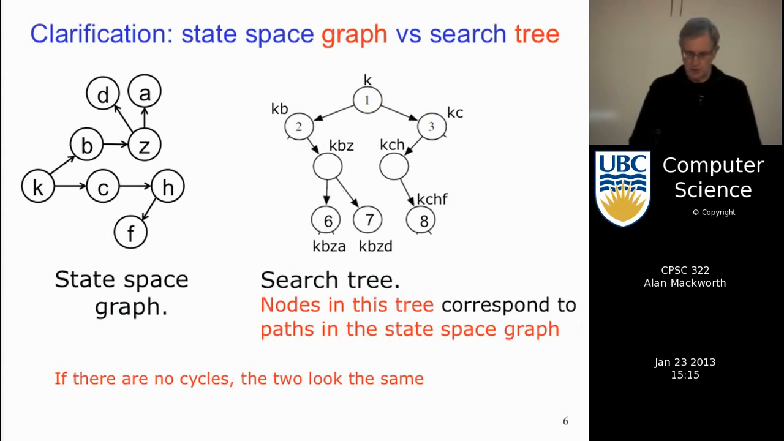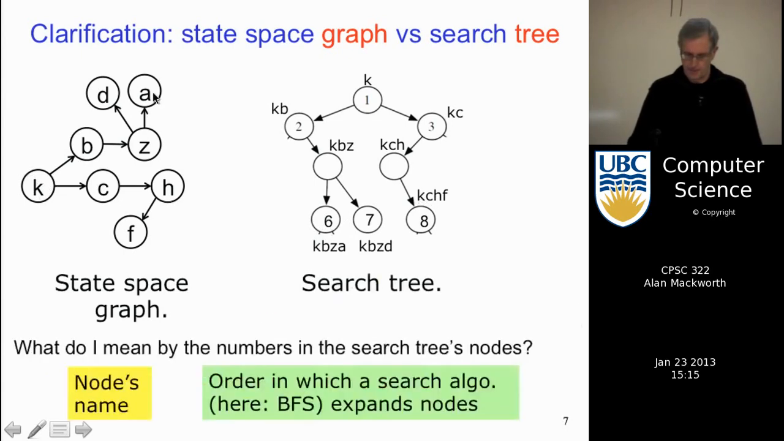Right? So what do the labels on the node represent? Well, the nodes in the search tree correspond to paths. So this node here, KBZA, in the search tree corresponds to this path, KBZA. Okay? So what do these numbers here represent? This is on the search tree here. I've numbered these 1, 2, 3, 6, 7, 8.